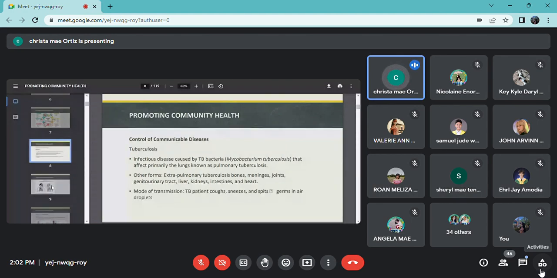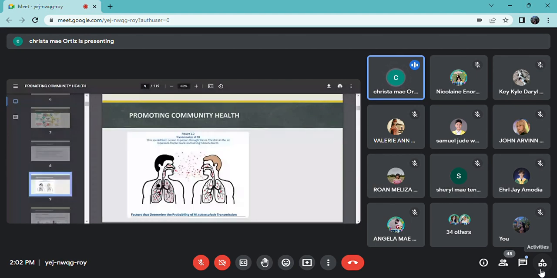Kaya nga, napaka-helpful ng mask natin. Nasa hospital tayo, kaya talaga kasi hindi natin din alam kung sino yung mga makakasalamuha natin. And akala mo okay lang, but yung iba pala is nag-suffer na from tuberculosis. So, tingnan nyo itong figure ngayon.